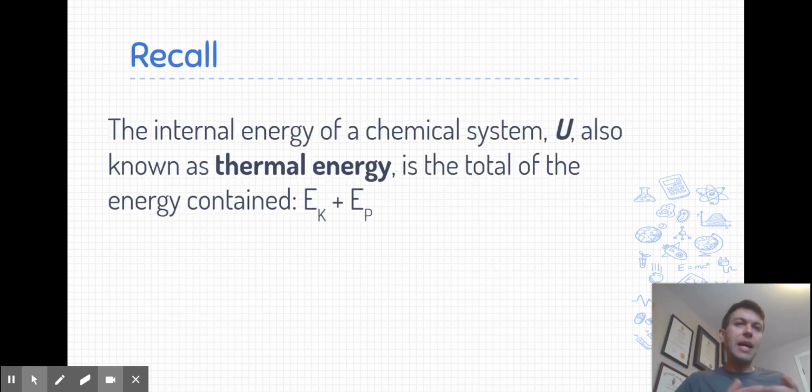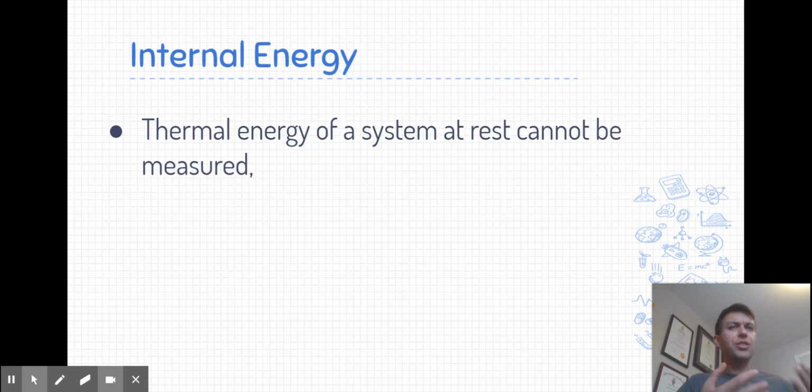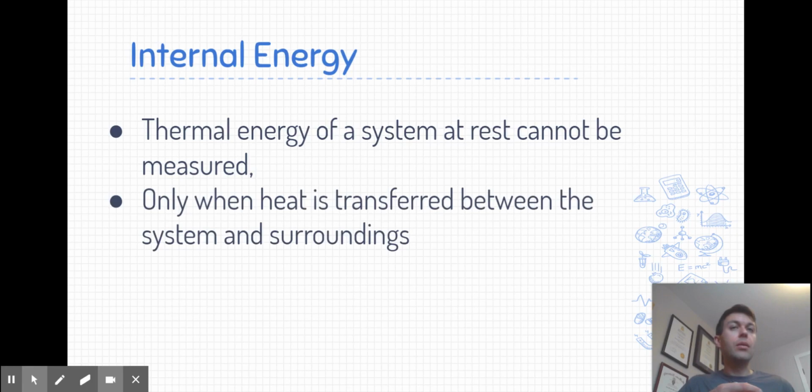Recall that the total energy contained within a chemical system, its kinetic energy, energy due to motion, and its potential energy, energy due to forces of attraction, is referred to as the internal energy or the thermal energy of a chemical system. Now, internal energy cannot be measured directly by just measuring a system or some chemicals just sitting there at rest. The only time we can get a measurement is when there's an energy, or in our case, heat, transfer between the system and the surroundings.